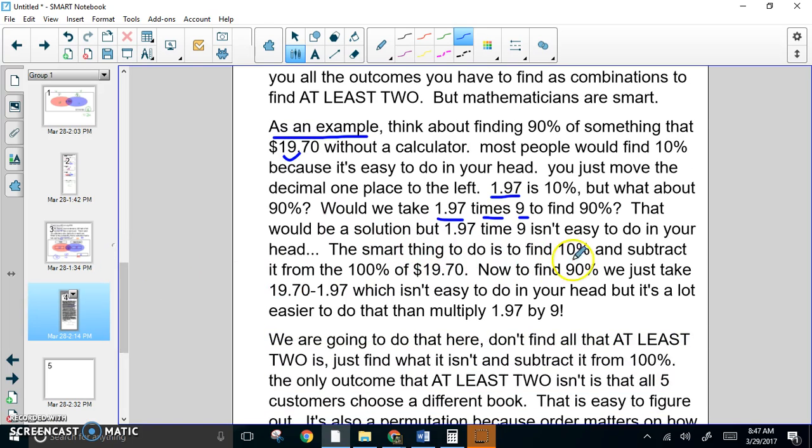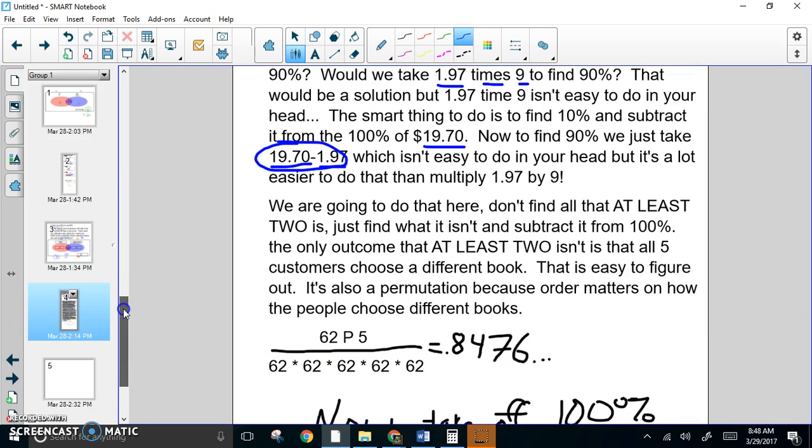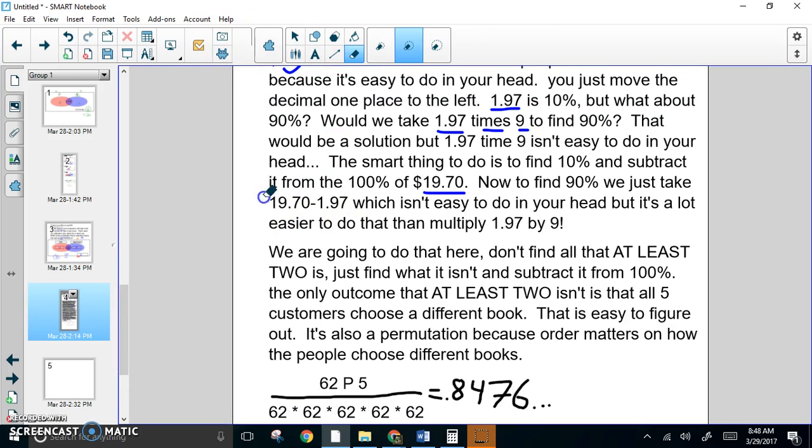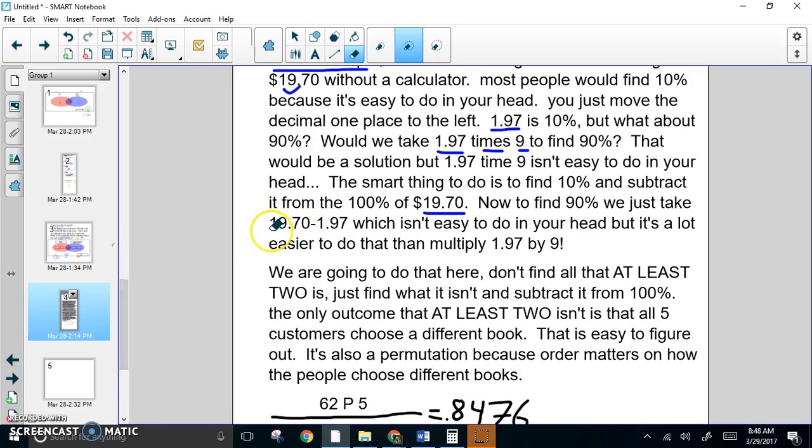The smart thing to do is to find 10% like we did, 1.97, and then subtract it from 100%, which is the original cost of 19.70. So now to find 90%, we just take 19.70 minus 1.97. It's not a perfectly easy problem, but it's something you could do in your head versus 1.97 times 9, which would be very hard. You'd have to get out a piece of paper if you couldn't use a calculator. But this you could do in your head. So that's my point: 1.97 times 9 to find 90%, or just subtract it from 100%. That's a lot easier.